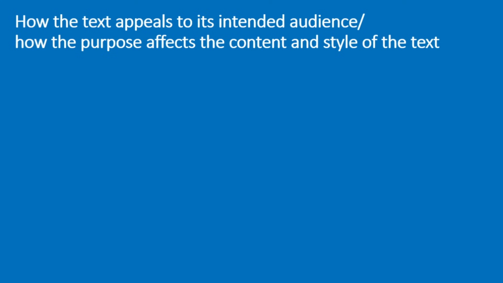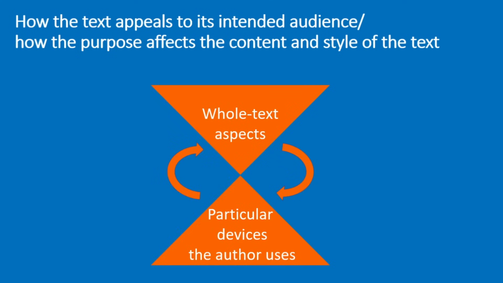In this sense, we will look at form as the way the audience and purpose of the text influence the style of writing. Audience, of course, are people who are reading the text. Purpose is the goal with which the writer is writing the text. Audience and purpose are what we call whole text aspects, and as our favorite diagram here shows, they're always mutually influenced by particular devices the author uses.